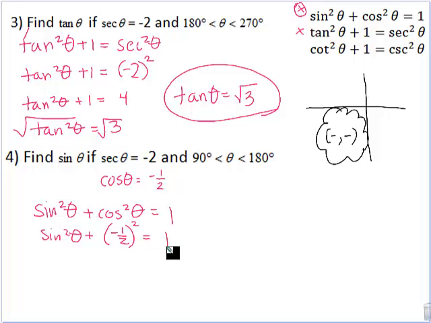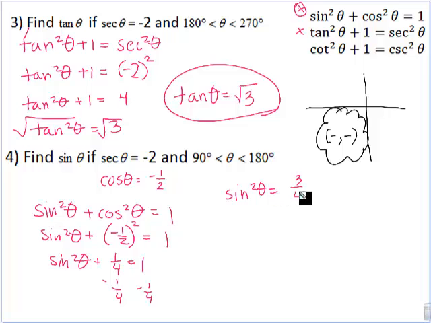So how are we going to solve this? Okay, first we got to square the negative 1/2. So negative 1/2 squared is what? 1/4. Remember, whenever you're squaring those negative numbers, it's always going to be positive. How would we get our sine squared alone? Okay, subtract the 1/4. So what's 1 minus 1/4?